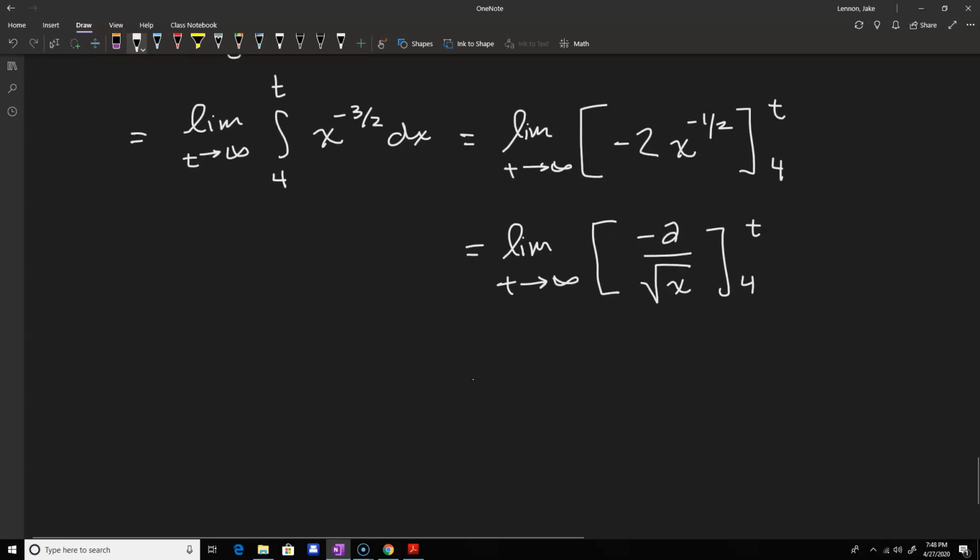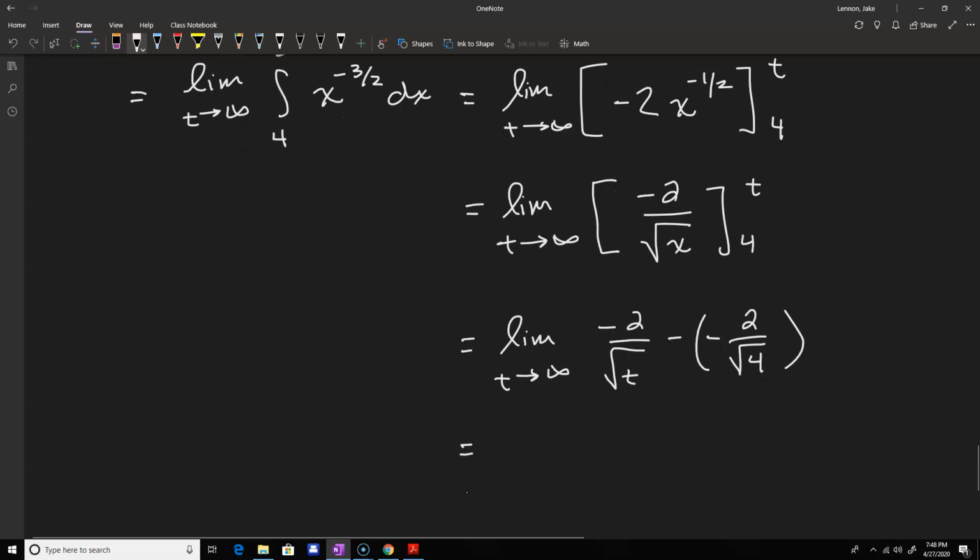So this ends up as the limit as t goes to infinity of negative 2 over the square root of t minus negative 2 over the square root of 4. We know the limit of the first term as t goes to infinity: the denominator is going to infinity, which makes the first term go to 0. So basically this becomes 0 plus 1, so the integral just converges to 1. And that is it.